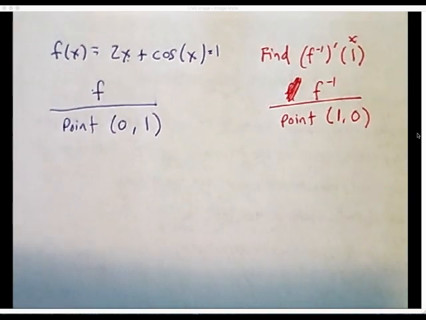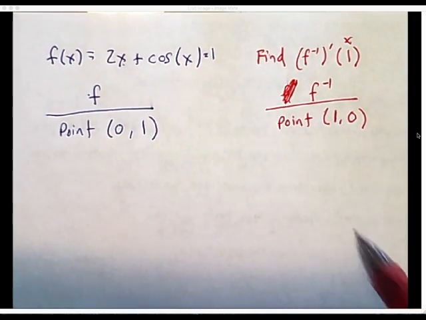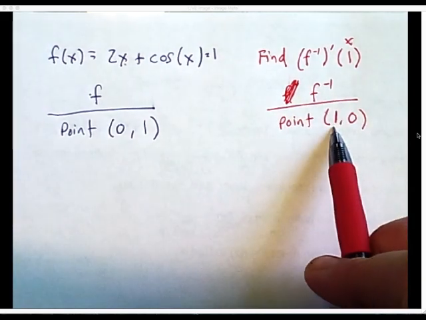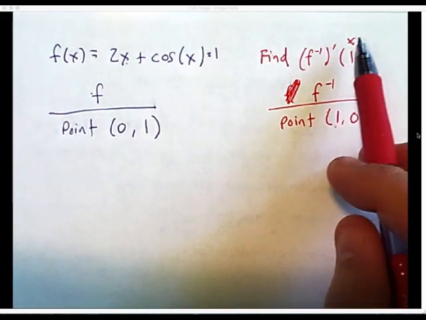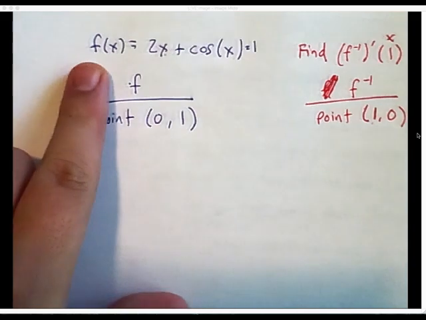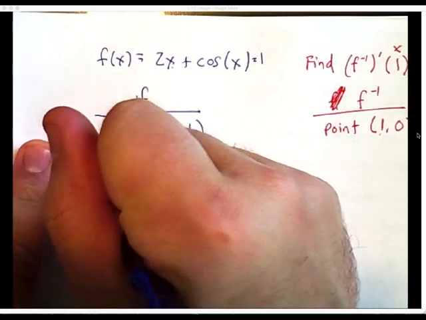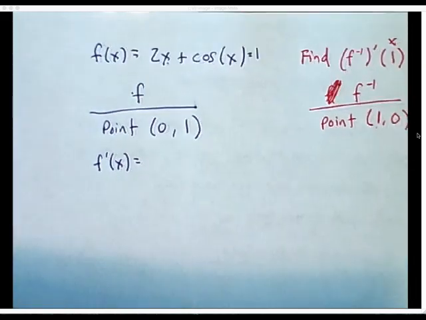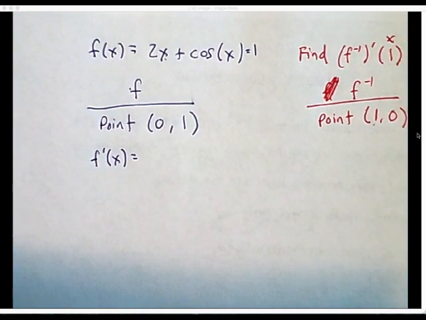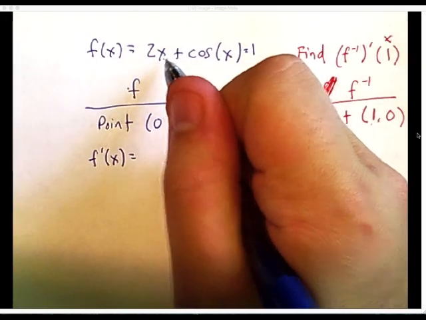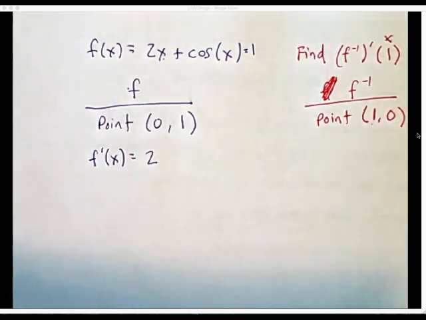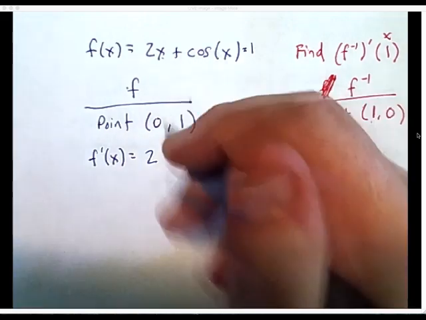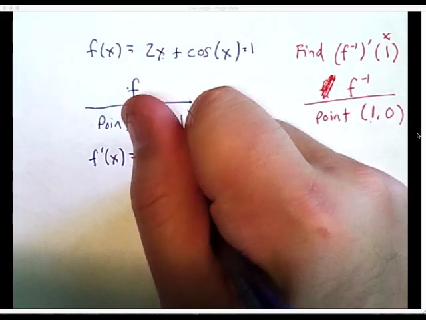Now, what I want to figure out is what's the derivative at that x value of the inverse. So let's come back over here and let's do stuff we know how to do. Let's figure out what the derivative is for just the graph of f. What's the derivative of 2x? It's 2. What's the derivative of cosine? It's negative sine.